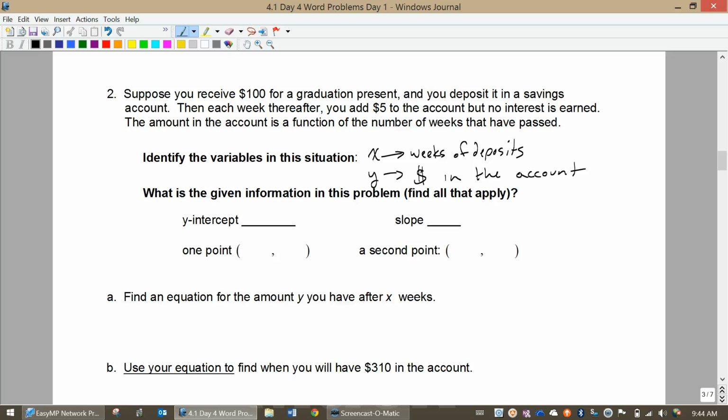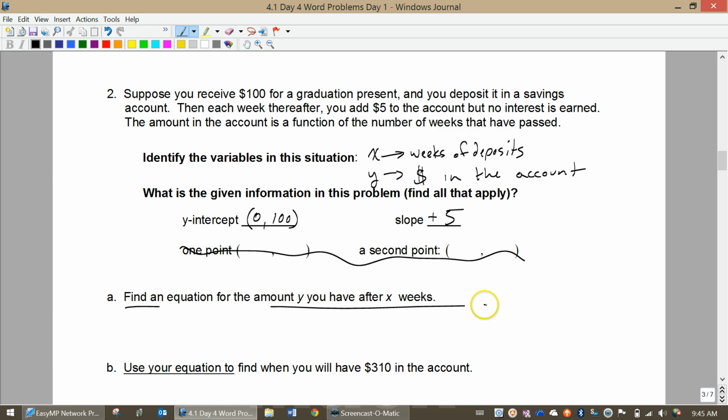So a lot of you guys, I saw you were able to pull out the slope being $5 per week, and it's a positive 5 because we're adding. In the wording, in the context of the problem, we're adding that per week. So that's a plus. The y-intercept in this situation is our start spot. We're told that we start at $100. So this ordered pair is actually going to be 0, 100.